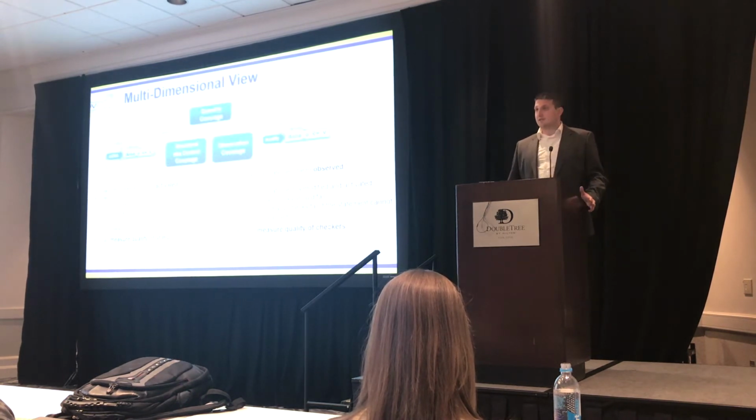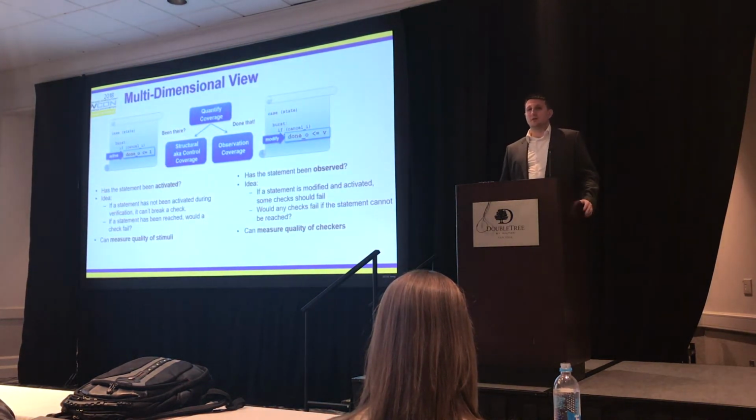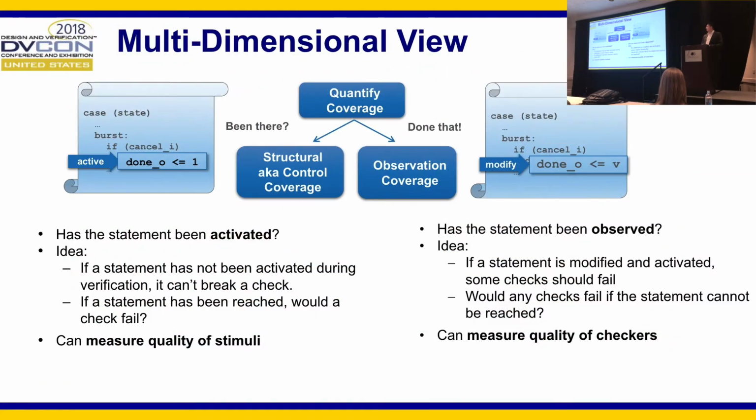So at this point, let me explain what we mean by quantify and what we mean by observation coverage. If you look here, we have sort of a been there, done that approach. On the left side, this is what you're maybe used to in simulation. You check how many statements in your design you can actually activate, and you're actually checking the quality of your stimuli. In simulation, you would do this by writing test benches, maybe doing constrained random to capture as much as possible. In formal verification, the stimuli comes for free.